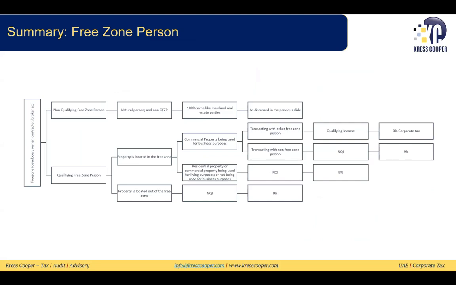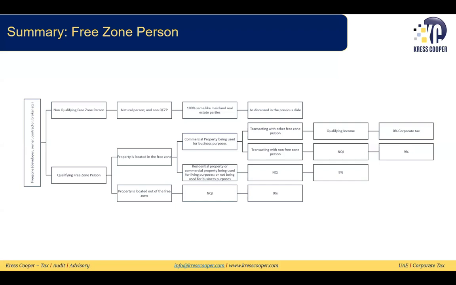And if they are a qualifying free zone person, and the property is located in the free zone, it's a commercial property which is used for business purposes, and the transaction is being done with another free zone person, it will be a qualifying income, and the 0% corporate tax rate will be applicable. If the transaction is with a non-free zone person, with the commercial property used for business purposes and located in the free zone, then it will be a non-qualifying income and it will attract the 9%.